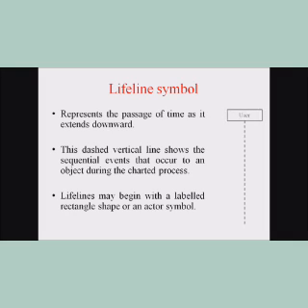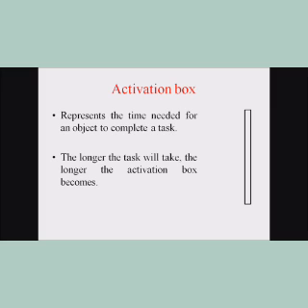The next one is the activation box. The activation box represents the time needed for an object to complete a task. The longer the task takes, the longer the activation box. It is represented as a vertical rectangle, and the activation boxes are marked along the lifeline of a particular process.